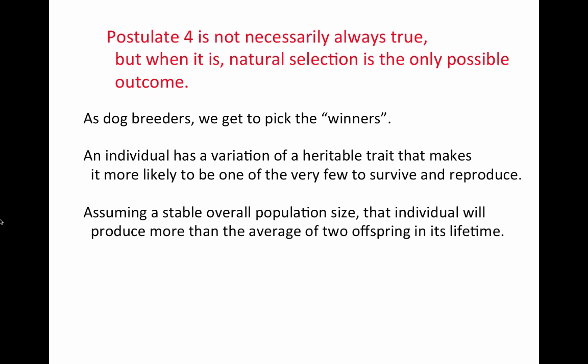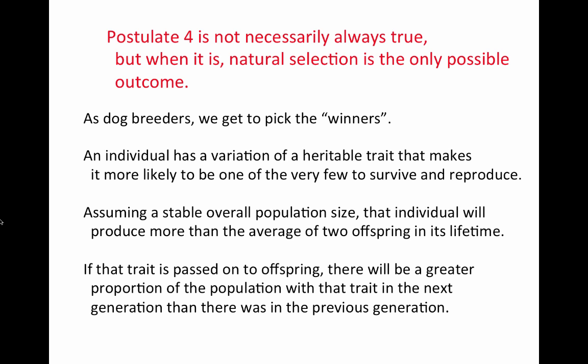If it does, that means a whole bunch of other individuals are not going to produce at all or are going to produce fewer. If that trait is passed on to offspring, if it is heritable, there's going to be a greater proportion of the population with that trait in the next generation than there was in the previous generation. This is the pattern that's produced by this process, the change over time in heritable traits. This is how we've defined evolution up to this point, the change over time in heritable traits. It's the only possible outcome if all of these postulates are true.